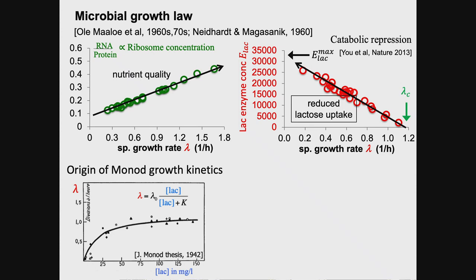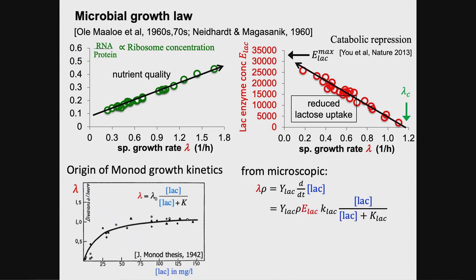So how should we understand this? Well, from a microscopic point of view, you say the growth rate, where rho is the density of cells, so the increase of the number of cells in the culture is given by the uptake of lactose, with the lactose converted to biomass, where y is the yield.